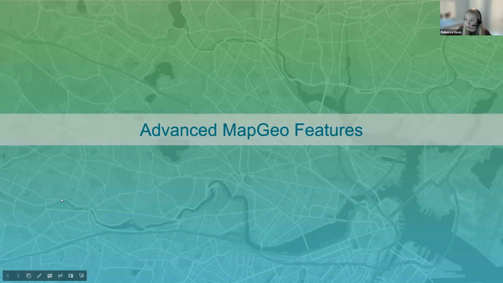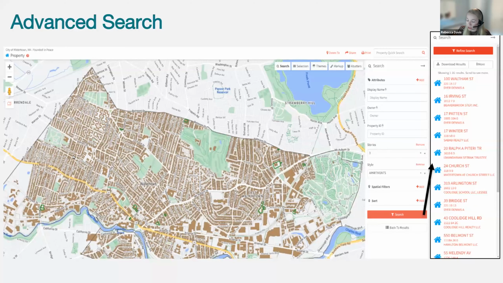So now we're going to talk about some of the advanced MapGeo features, starting off with advanced searches. So Eilina talked about kind of the basic search. You want to search for a street, you want to search for a very specific address, a map number. This kind of takes it to another level. So you're still able to do all of those different searches, but now you can add in different attributes that you want to search on to pull a more specific list for something a little bit more unique than just an address.